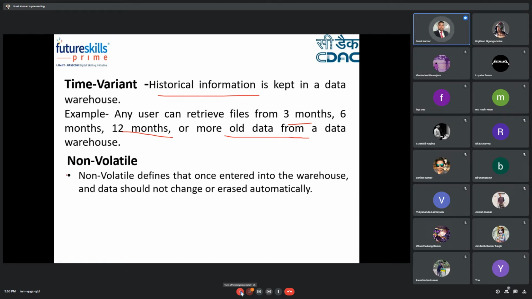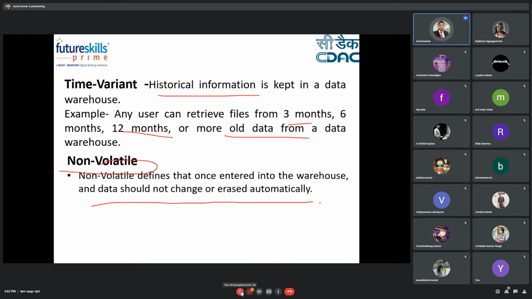Next one is non-volatile. Non-volatile means once data is entered, it should not be erased or changed automatically unless the user makes a request for deletion or modification. Suppose today you create your resume and upload it into your Gmail account, then that resume will remain the same whether you open it after 2 years, 3 months, or 5 years. So that is the meaning of non-volatility. And in a data warehouse, it is the main characteristic that data should not be deleted automatically.